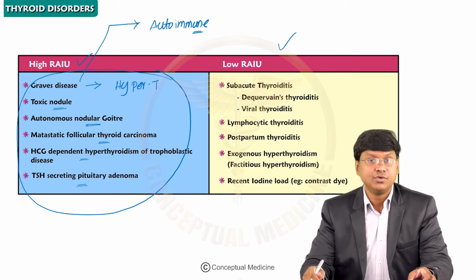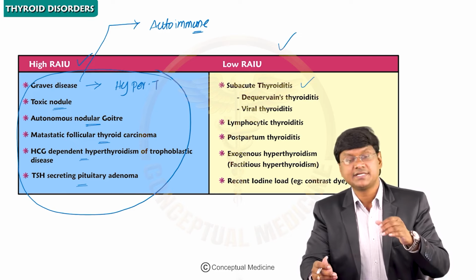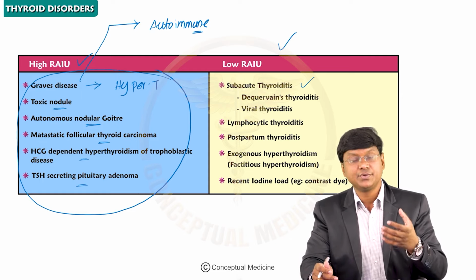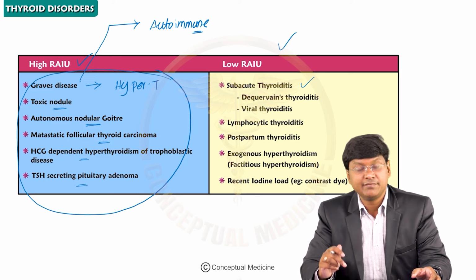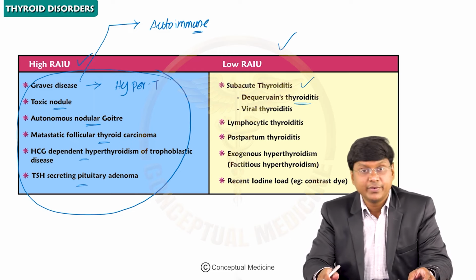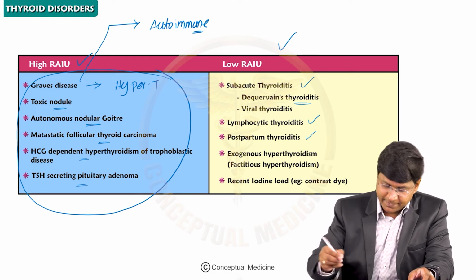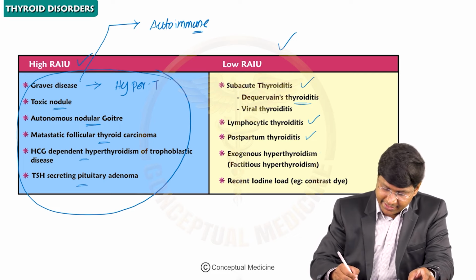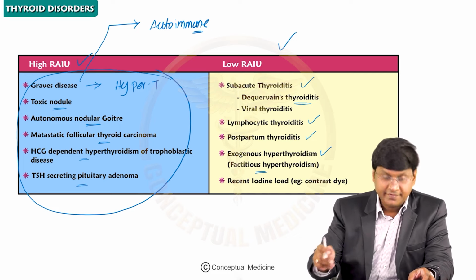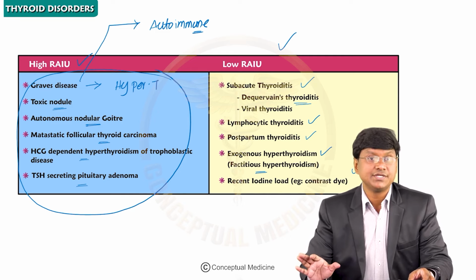Conditions where you have low radioactive iodine uptake are mainly thyroiditis. Subacute thyroiditis is secondary to viral infections, such as upper respiratory tract infections, and there you have low radioactive iodine uptake. Subacute thyroiditis is also called de Quervain's thyroiditis. Other conditions with low uptake are lymphocytic thyroiditis, postpartum thyroiditis, exogenous hyperthyroidism, which is also called factitious hyperthyroidism, and recent iodine load.